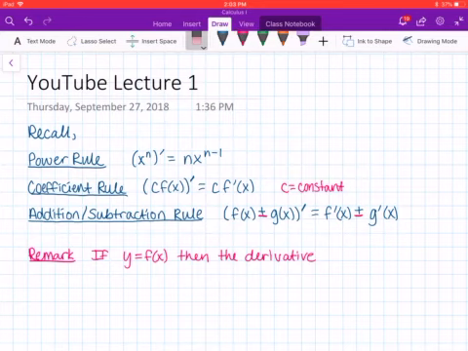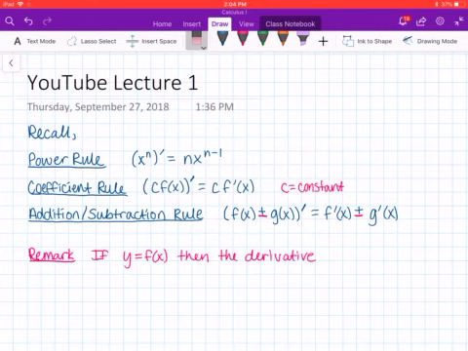Then we discussed what the coefficient rule was. So if we had a coefficient, some number like 7 times a function, and we wanted to take that derivative, the 7's along for the ride, the constant's along for the ride. So we just take the derivative of the function, and then we get the derivative of the whole thing. Then if we add two functions, our addition rule, we take the derivative of the first plus the derivative of the second. And then similarly for the subtraction rule.